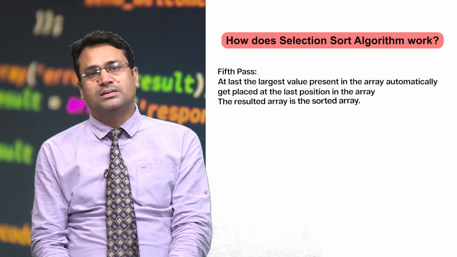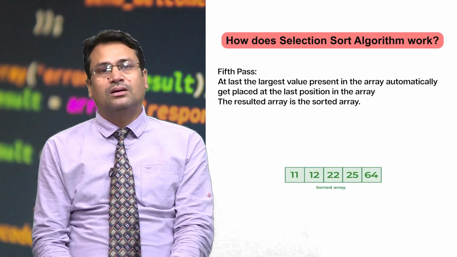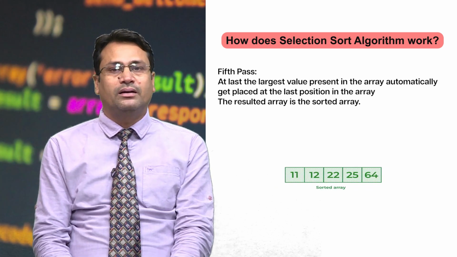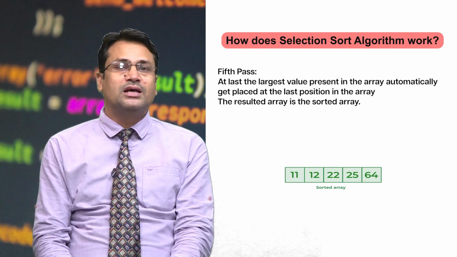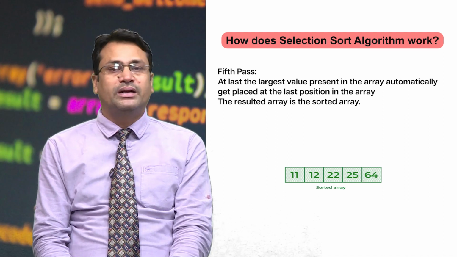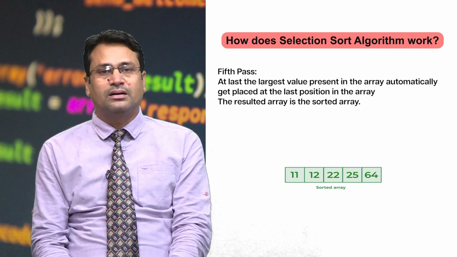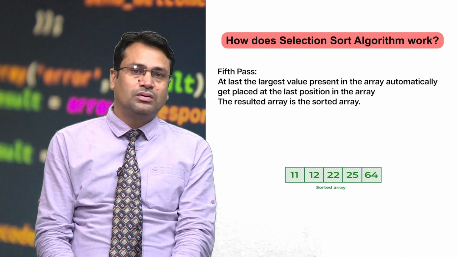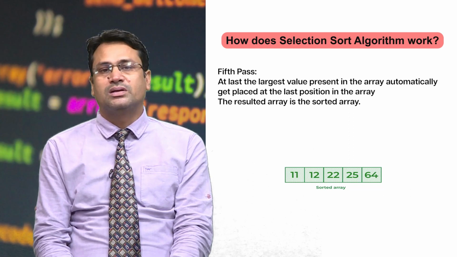At the fifth pass, at last the largest value present in the array automatically gets the place at the last position in the array. Now, we can see the resulting array is the sorted array. Now, you have the elements 11, 12, 22, 25 and 64, which is the sorted array.